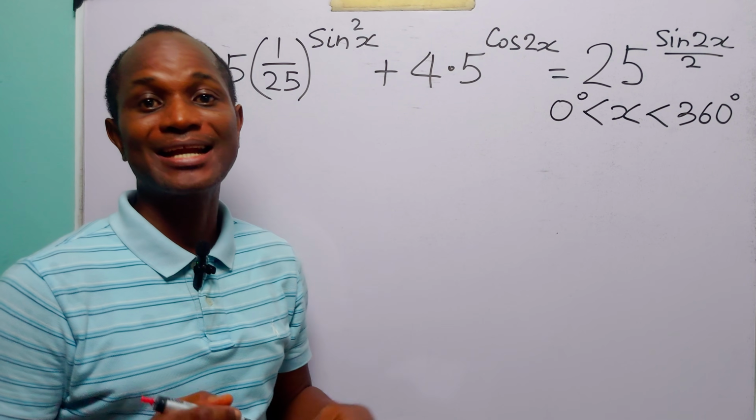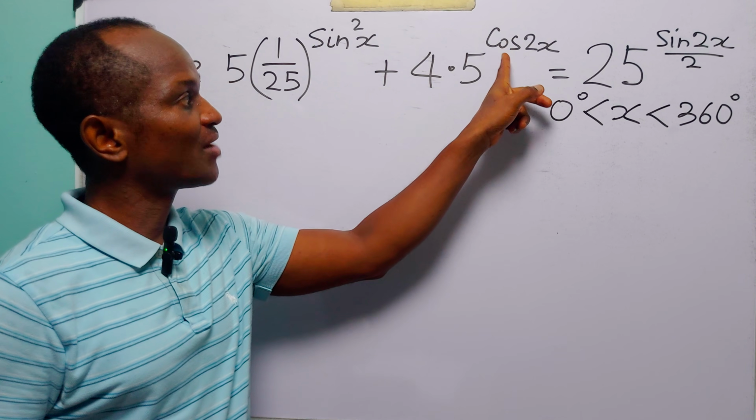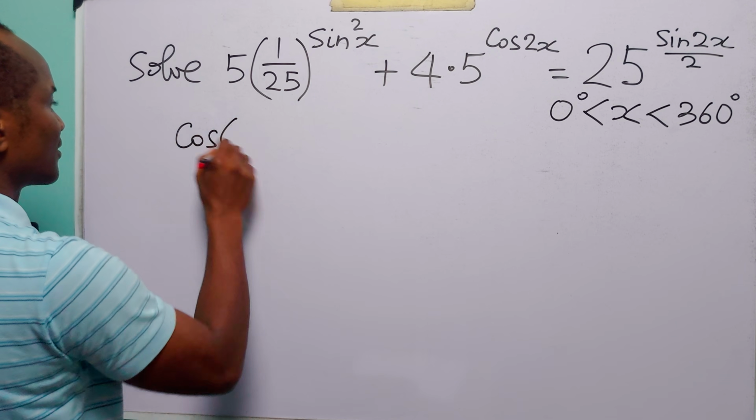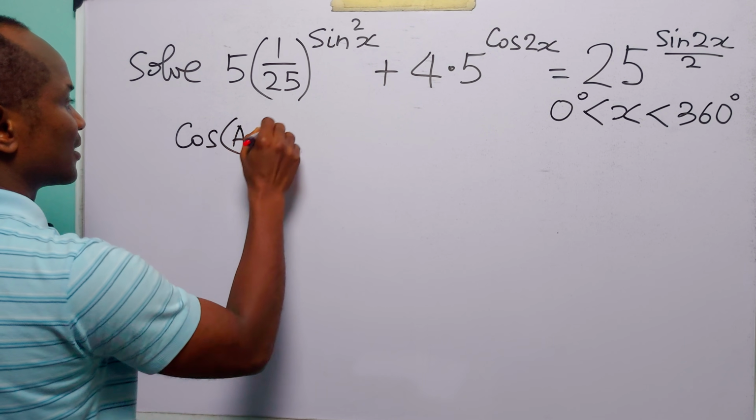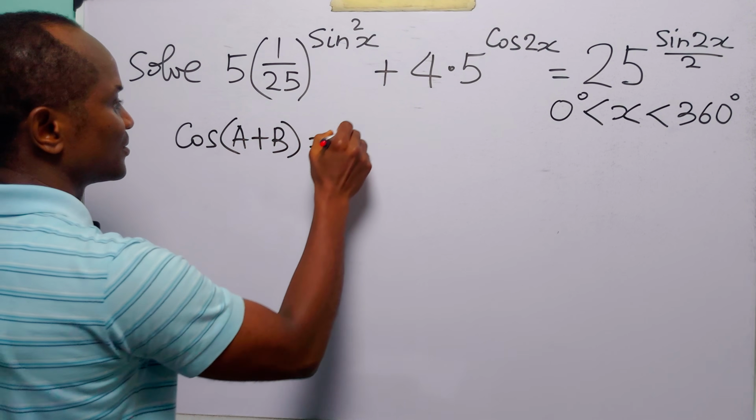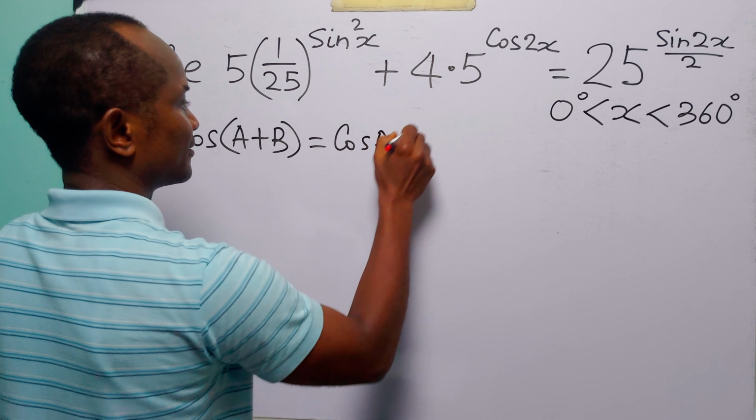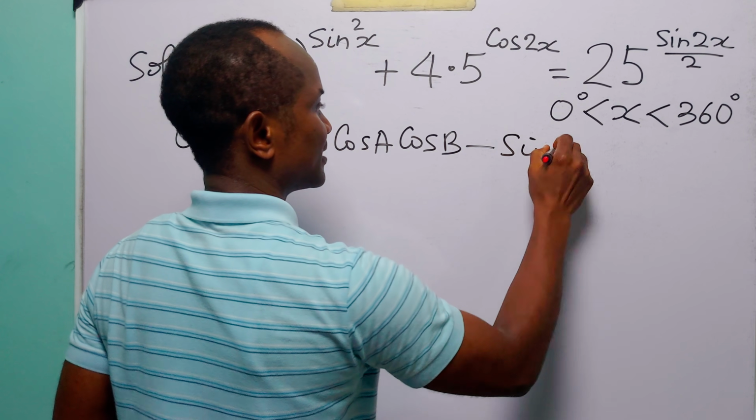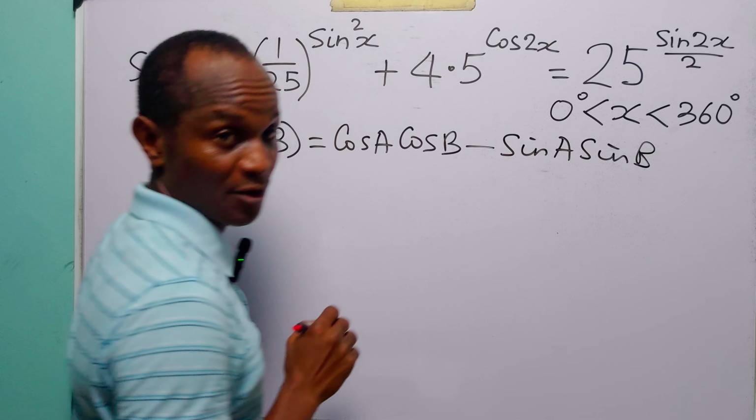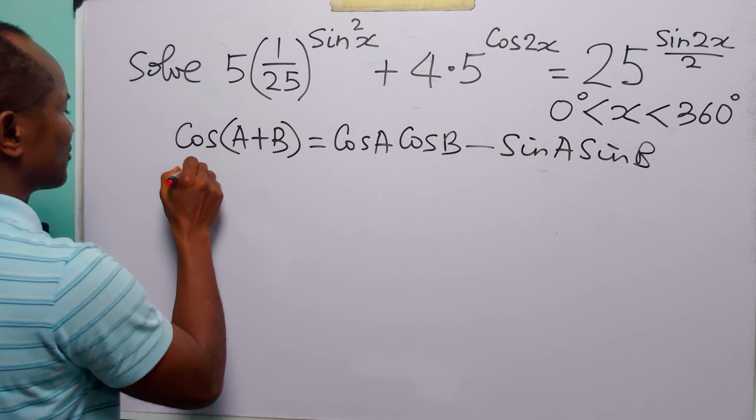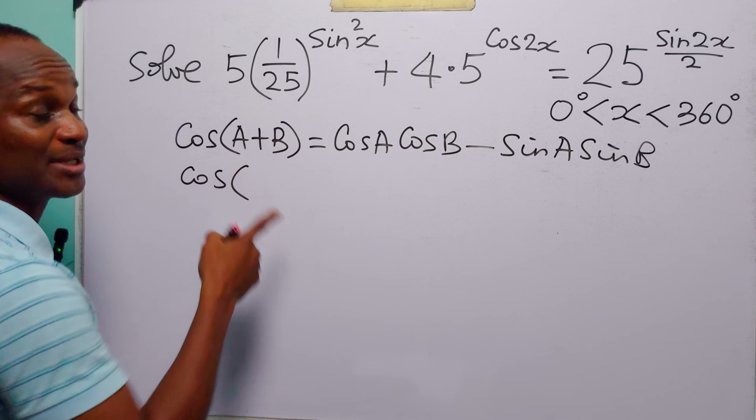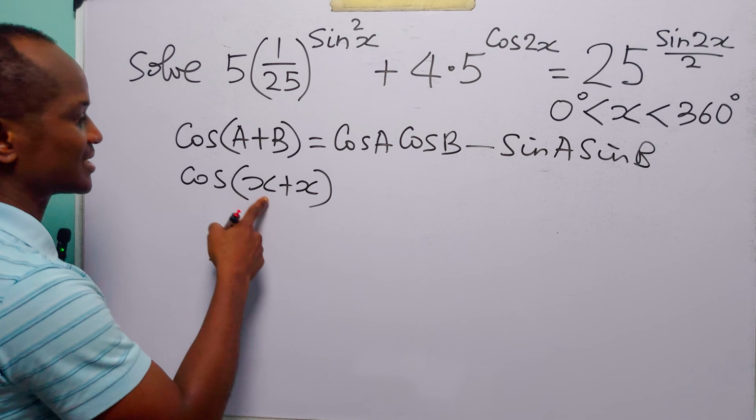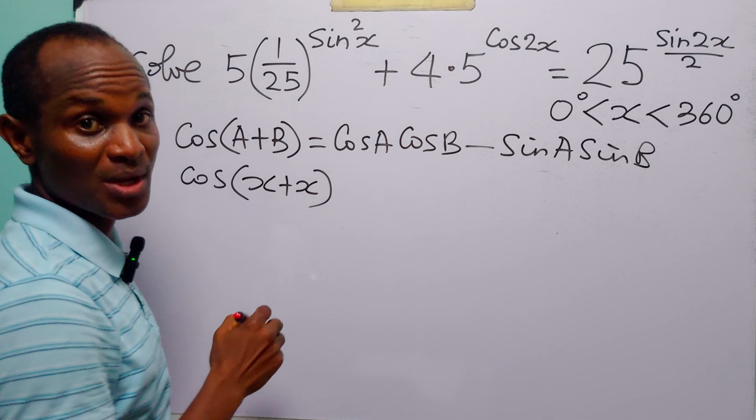To solve this exponential equation, let us start by expressing cos 2x and sin 2x in terms of cos x and sin x. Now, to find the value of cos 2x, we can use the formula cos(A + B) is equal to cos A cos B minus sin A sin B. Now, we will replace A and B with x and x. Of course, you know that x plus x is equal to 2x.